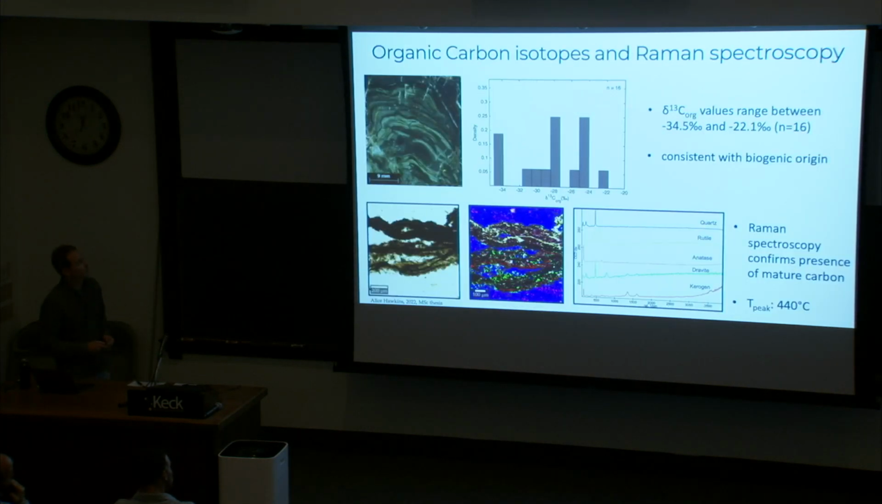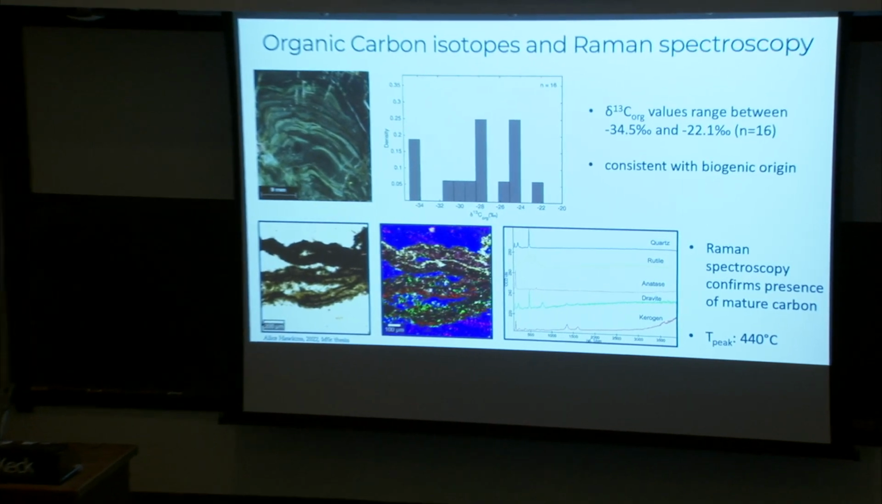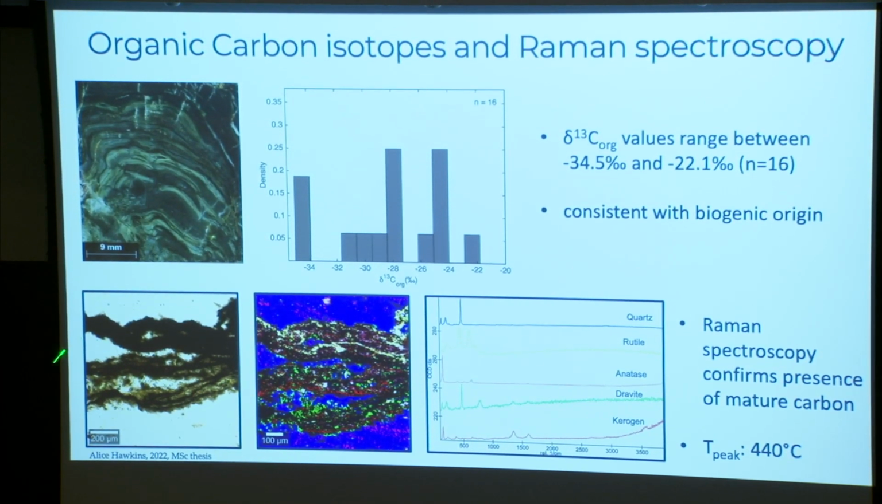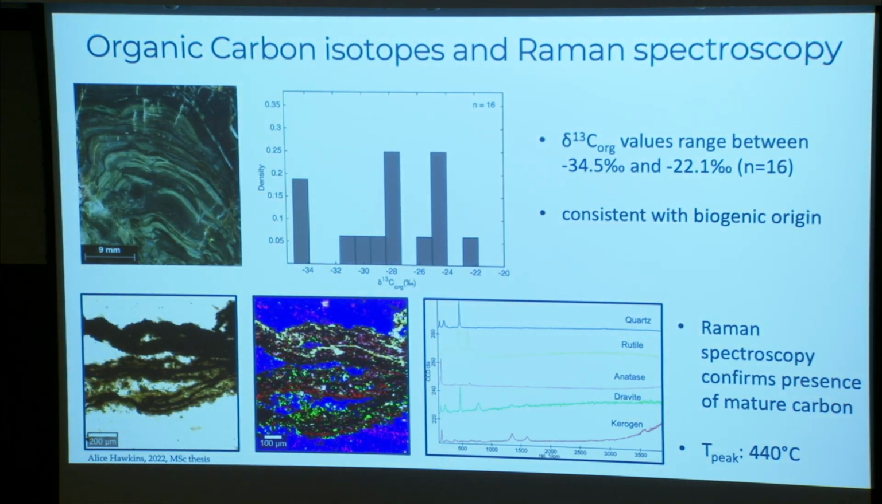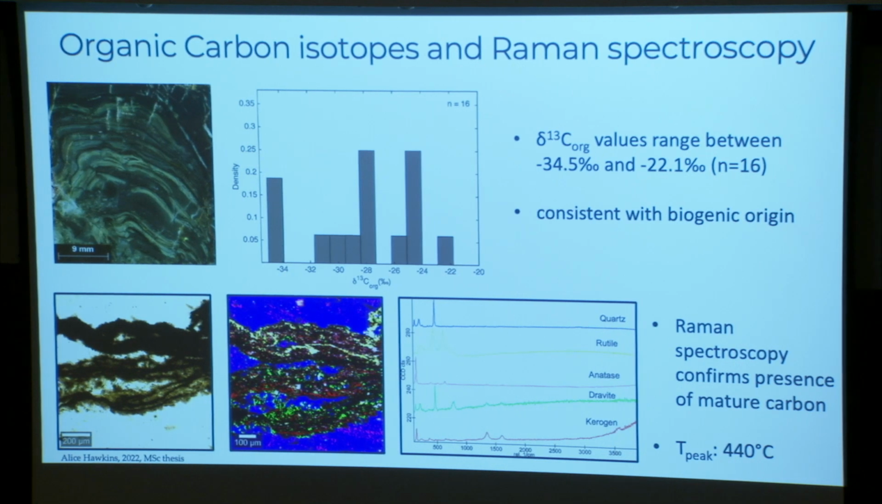Also, we've got some organic carbon isotope measurements. These show values that, once again, are consistent with a biogenic origin. The values range between -34 and -22 per mil. And that's a thin section image and a corresponding Raman intensity map. Also here we see in these red colors that we definitely have some preserved mature organic matter, which we call kerogen, that has seen temperatures above 400 degrees Celsius.